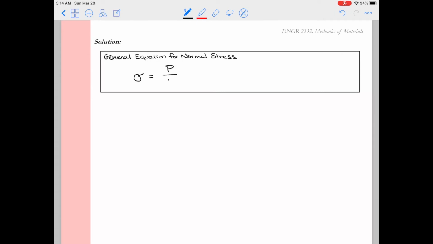So that gives us the general equation for normal stress, which is going to be sigma equals P over A plus My over I. So you'll hear a lot of engineers talk about this. We'll talk about P over A plus My over I.